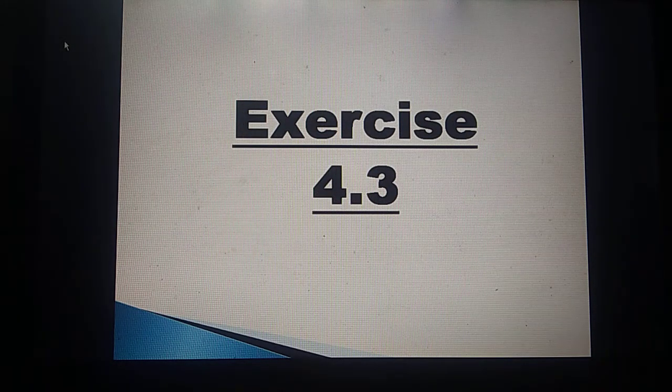Today we will cover exercise 4.3. Now in this exercise we are supposed to use the second method, that is transposing. Transposing means shifting to the other side. Whenever we shift anything to the other side, we are supposed to change the sign. How will we do transposing?